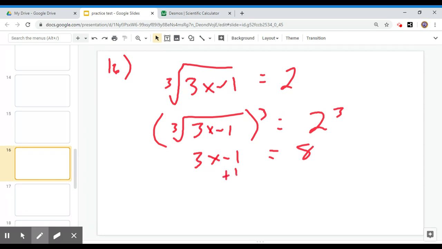And then you just solve the equation you're left with. So 3x equals 9. Divide by 3 on both sides. X equals 3.